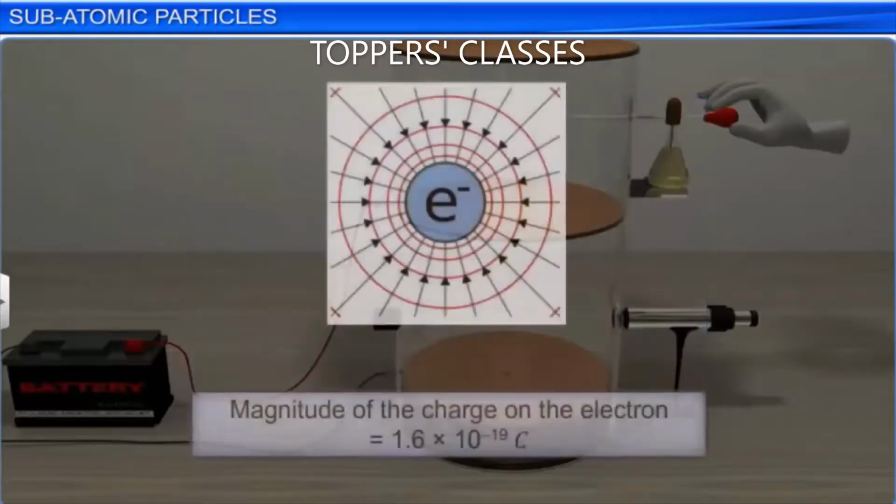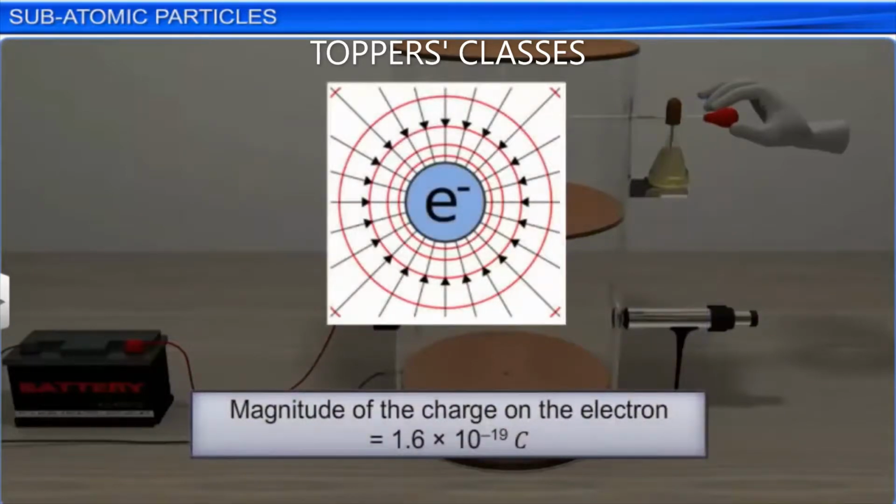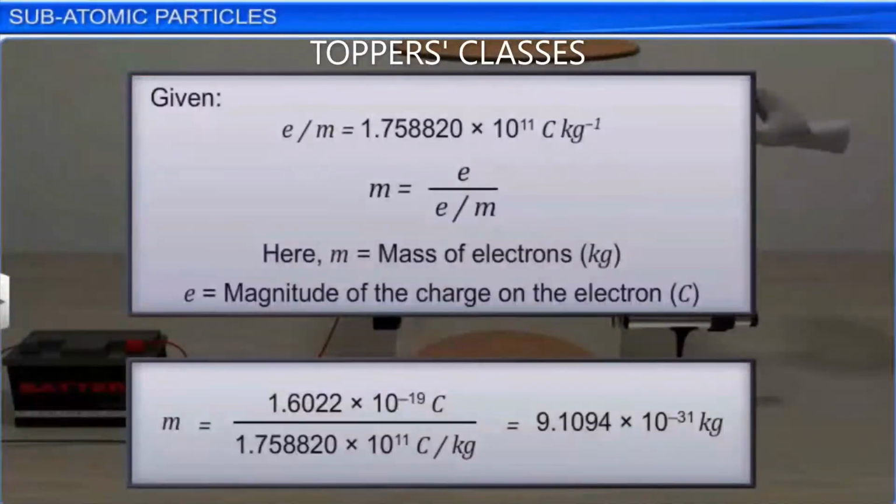Knowing the values of q and n, Millikan calculated the charge on an electron to be 1.6 × 10^-19 coulombs. The mass of the electron, or me, was then determined by combining the results of Millikan's oil drop experiment and Thomson's value of e/m ratio, and was found to be 9.1094 × 10^-31 kgs.